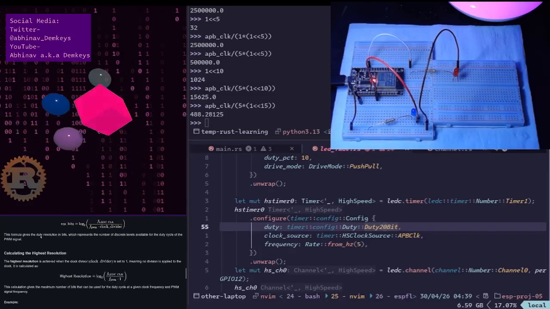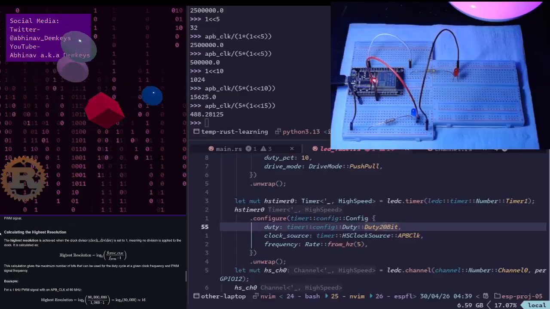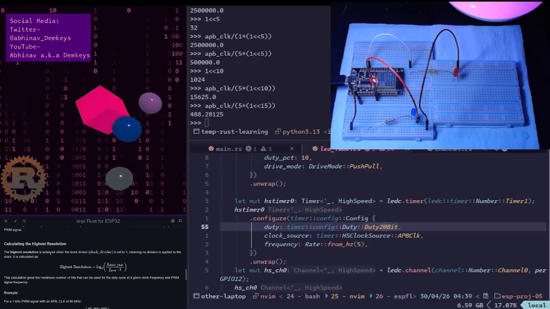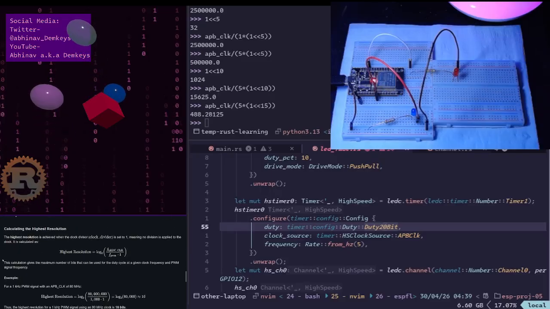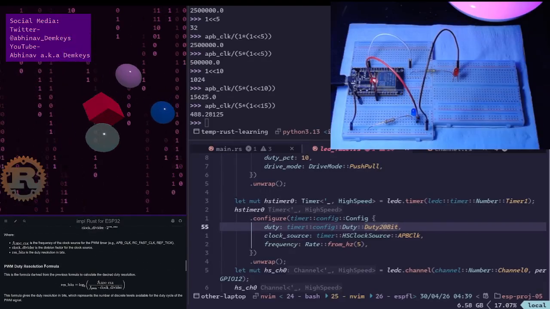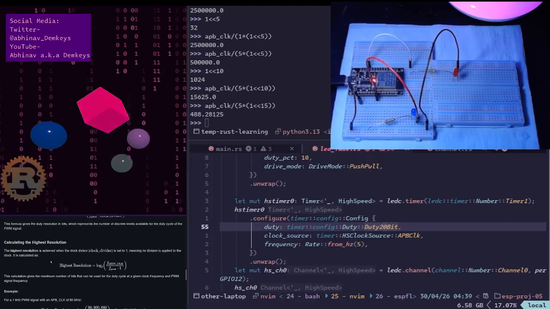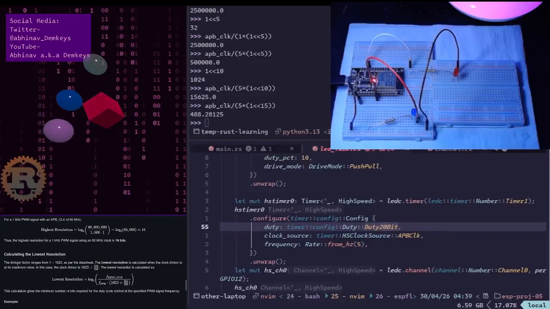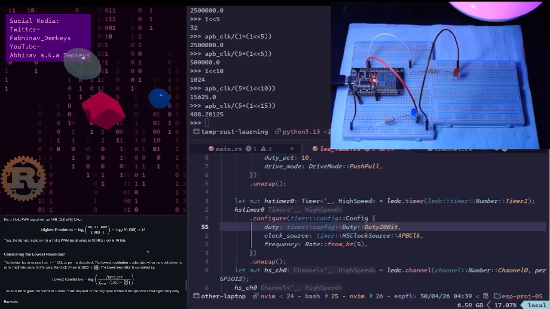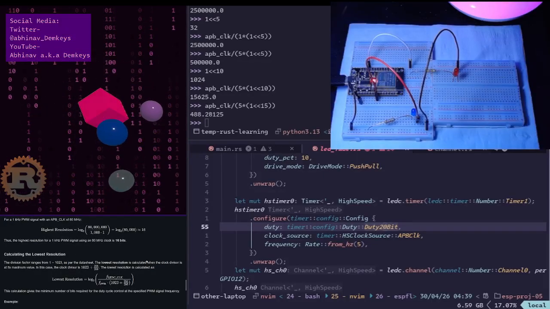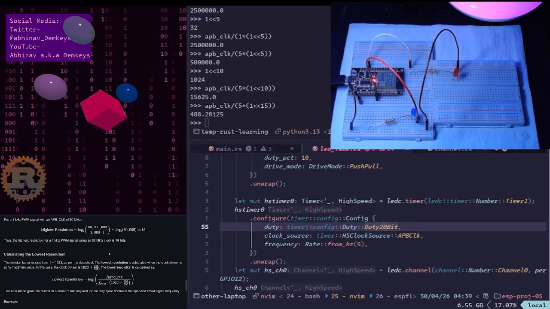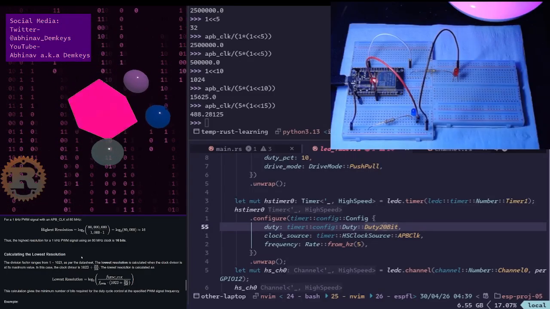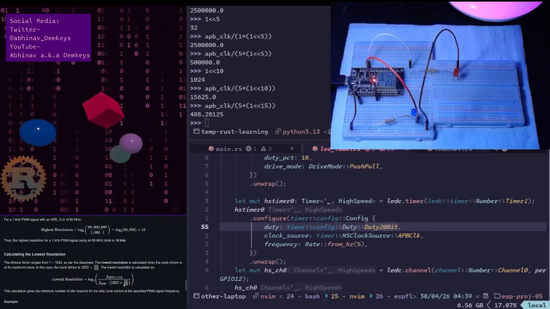However, they did also mention calculating the highest resolution. I think they mentioned both highest resolution and lowest as well. The division factor, yeah, there you go. The lowest resolution is calculated when the clock divisor is at its maximum value. And here they're calculating the lowest resolution.